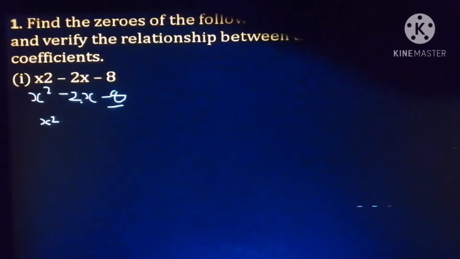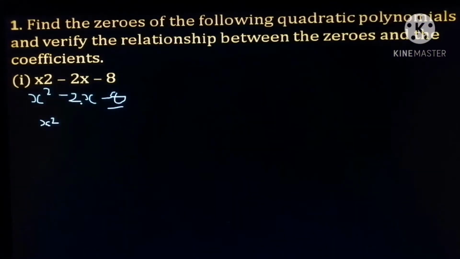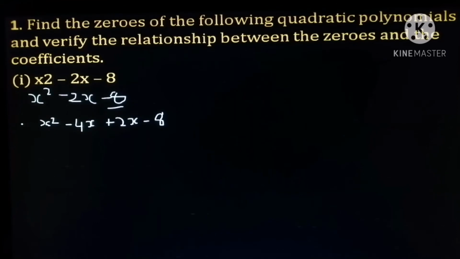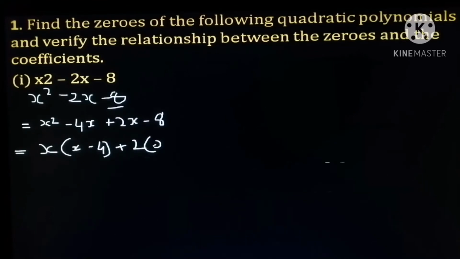So this is equal to x square minus 4x plus 2x minus 8. 4 minus 2 is 2, and the sign would be that of the greater number, that is negative. Take out x as common, you are left with x minus 4, and take 2 as common, again you are left with x minus 4. So this implies that the factors are x minus 4 and x plus 2.